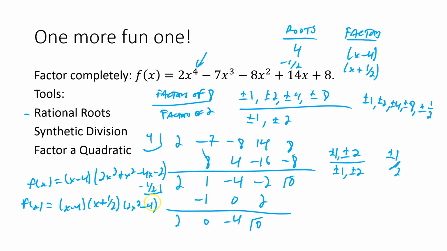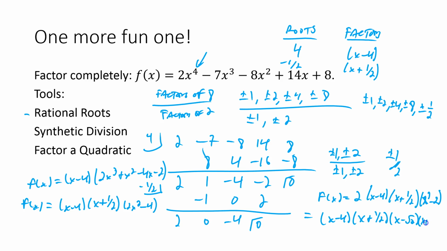Cool. And I think I can try to factor that, right? So I can pull a 2 out of that. So I have f of x equal to, I'm going to pull the 2 all the way to the front. So I have 2 times x minus 4 times x plus a half. And then times, I'll have x squared minus 2 left now. Right, because I pulled a 2 out from both of these, so we have x squared minus 2 left. So that is equal to x minus 4 times x plus a half. And now this factors to x minus root 2, x plus root 2. And that's why those didn't show up, because they're not rational roots.